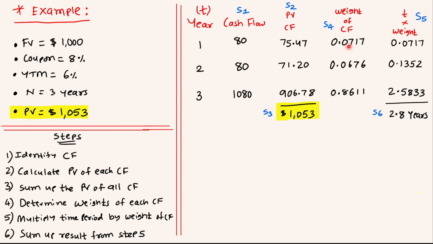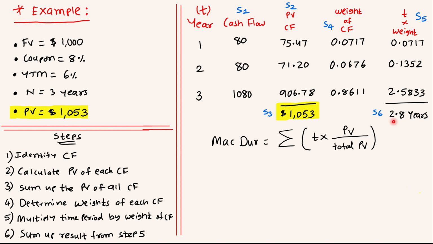So 1 times 0.0717 and similarly 3 times 0.8611 will give you 2.58. And if you just sum it up, which is step number 6, you're going to get 2.8, which is going to be the Macaulay duration, 2.8 years.